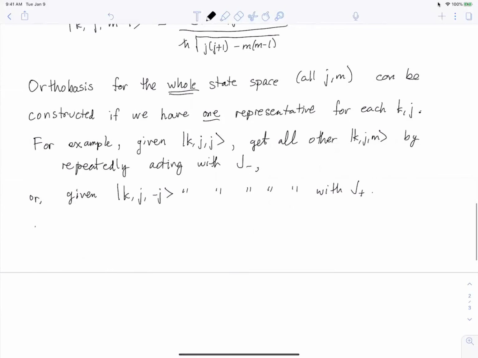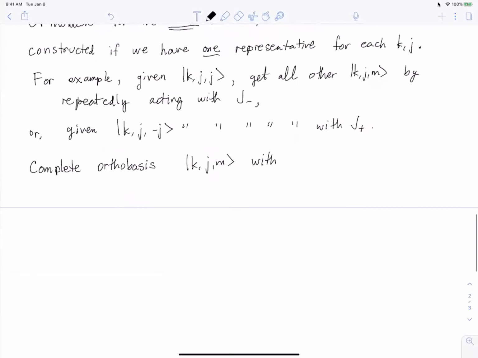Okay, so that's saying there's a complete orthobasis that we can write as states k, j, m with the following properties: if I take the inner product of k prime, j prime, m prime with k, j, m, that's delta k, k prime, delta j, j prime, delta m, m prime. I think I wrote this down last time, but now what we've shown is how to actually construct it.